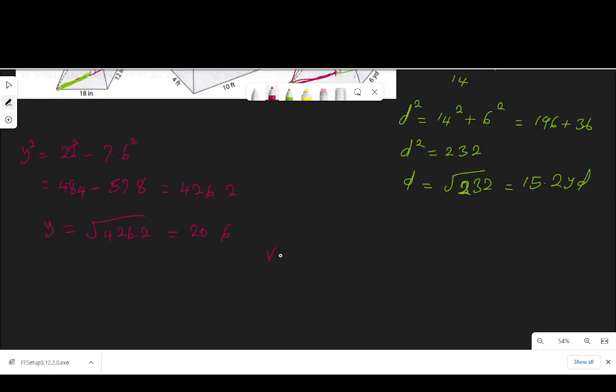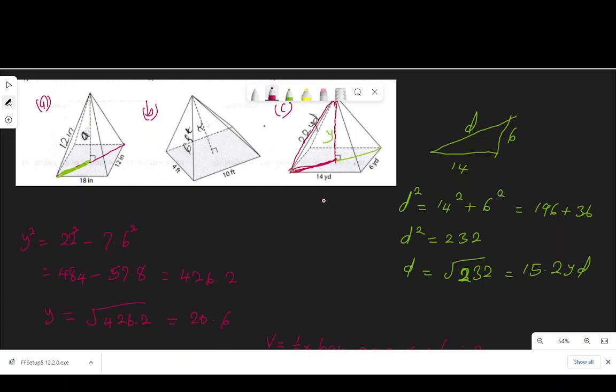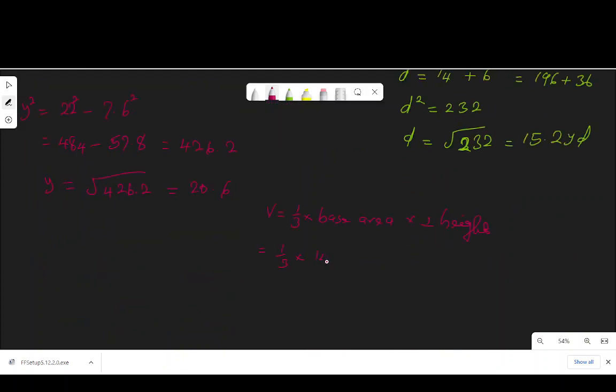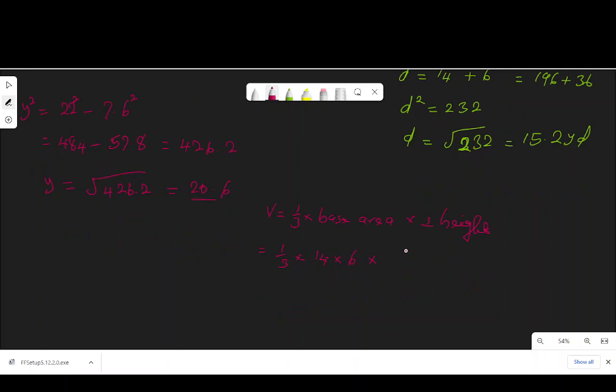The volume, therefore, which is 1 over 3 times base area times perpendicular height, will be 1 over 3 times the base, which is a rectangle, 14 times 6, because the area of a rectangle is length times breadth. 14 times 6, then times the perpendicular height, which is 20.6. 3 here 1, 3 here 2.